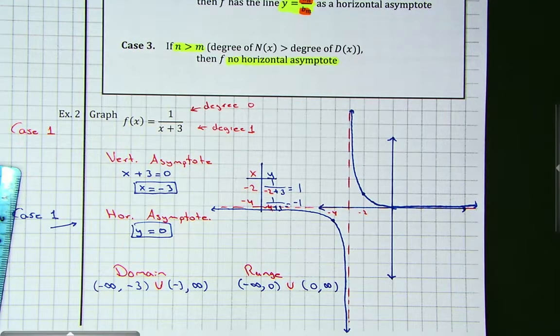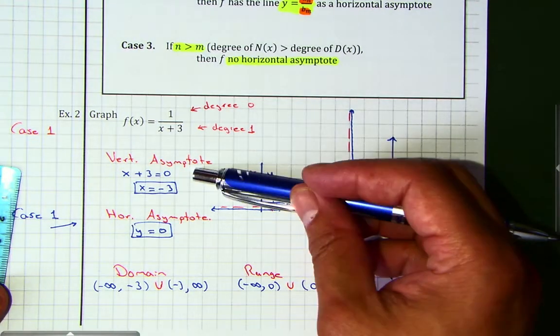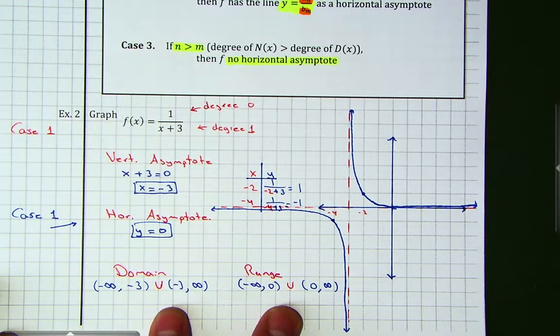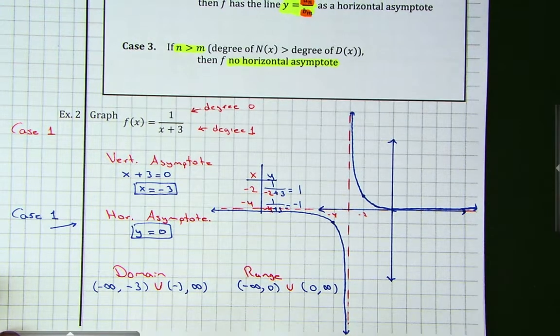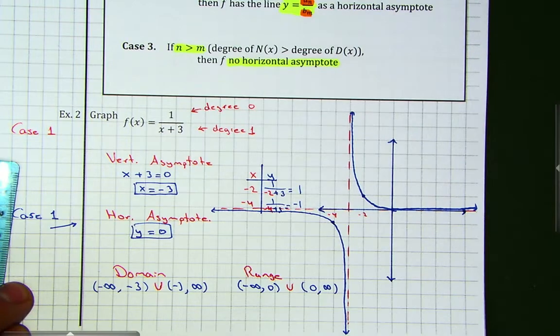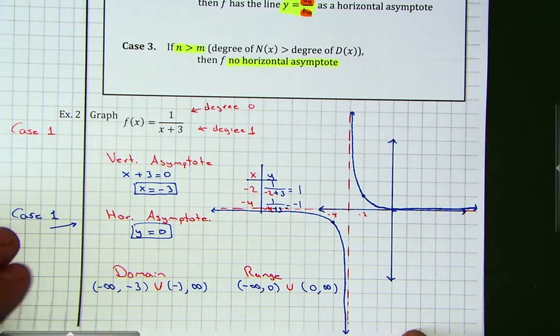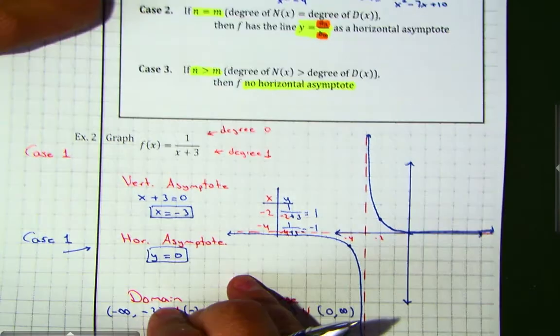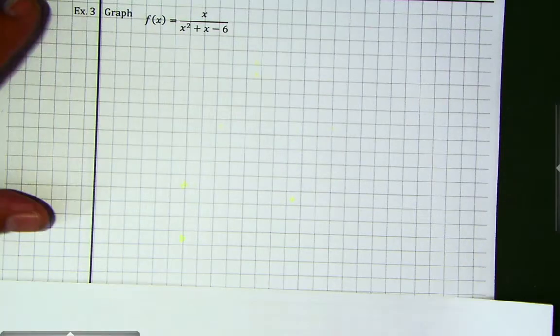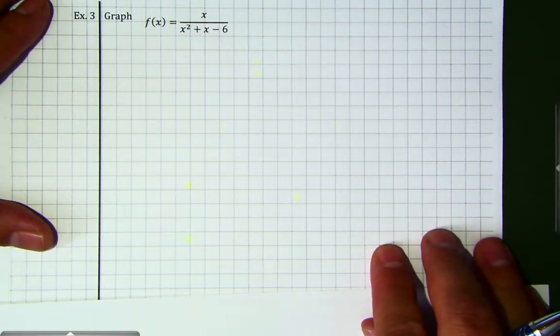So remember that you need to be able to give me your vertical asymptote, your horizontal asymptote, your domain and range. Now the book will also find your x and y intercepts, but we are not going to do that for this class. It's a simple process, but it just takes a little more time and gets a little tedious after a while.